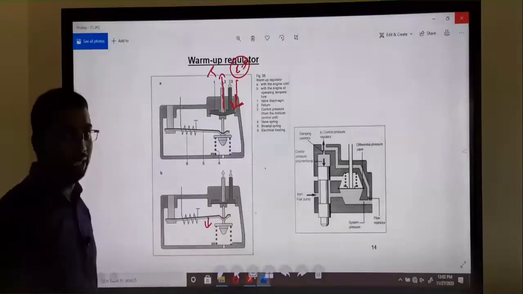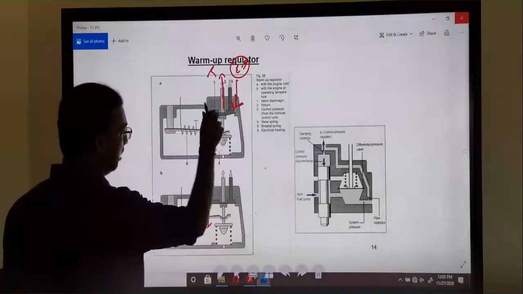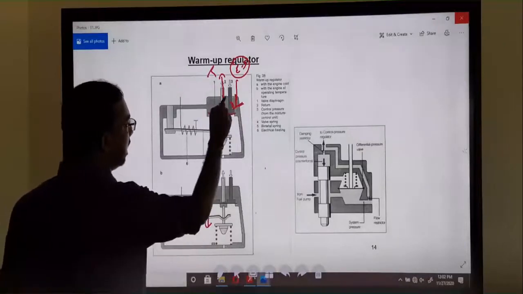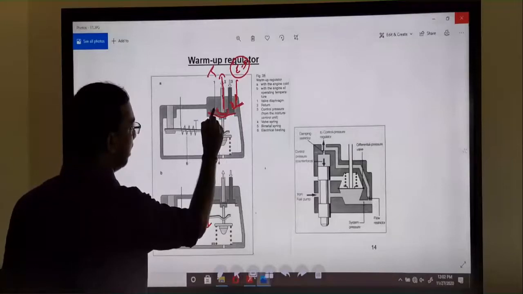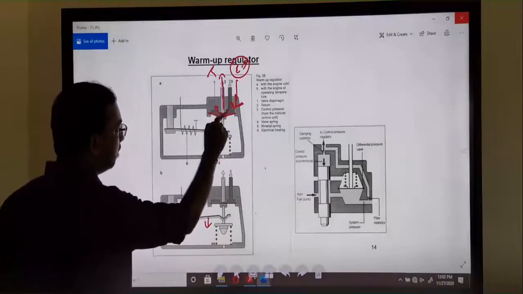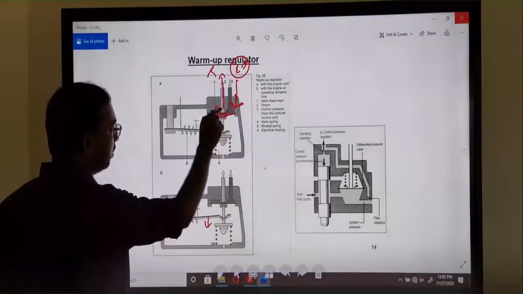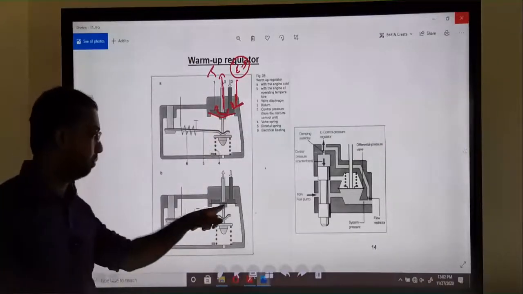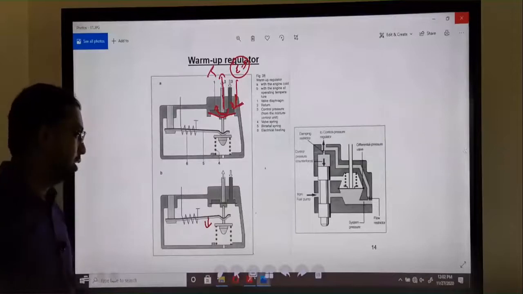When it is cold temperature, high pressure time, this will come downwards. So the diaphragm also bends like this. So there is a gap here. So the fuel comes through like this and goes to the fuel tank. Here that line is closed.